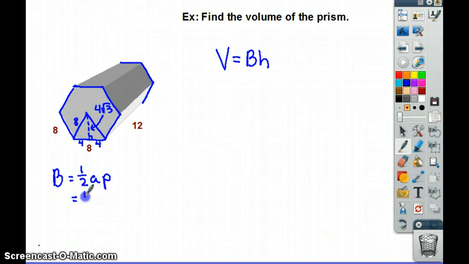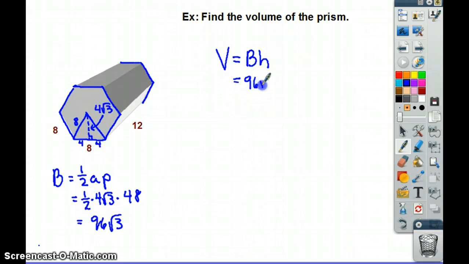So the area of my base is 1/2 times that apothem, 4 radical 3, times the perimeter of the base, the perimeter of the hexagon, which would be 8 times 6, 48. Let's see, a half of 4 is 2, times 48 is 96 radical 3. My volume then, 96 radical 3 times the height. Remember, it's the height of the prism, so it's from congruent base to other congruent base, which is this length of 12.